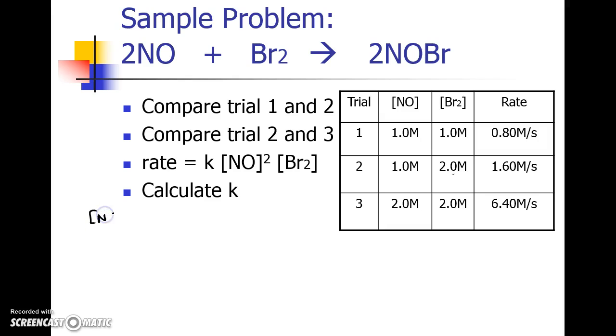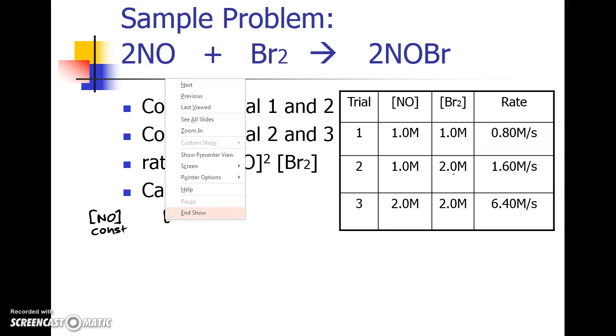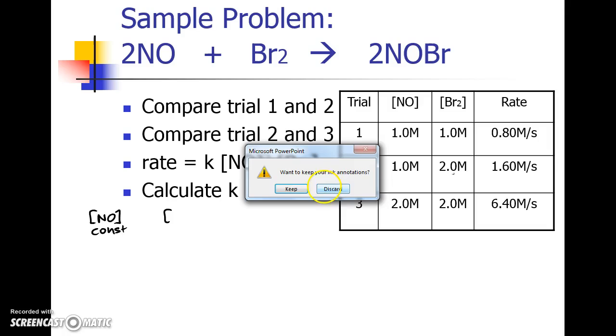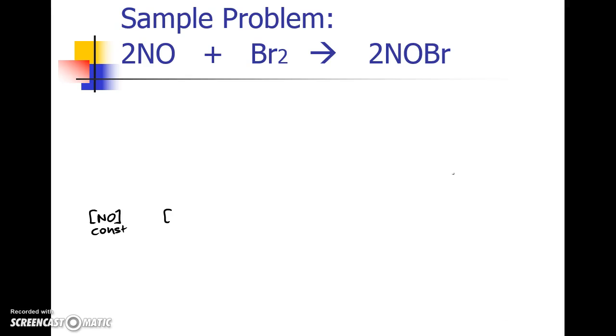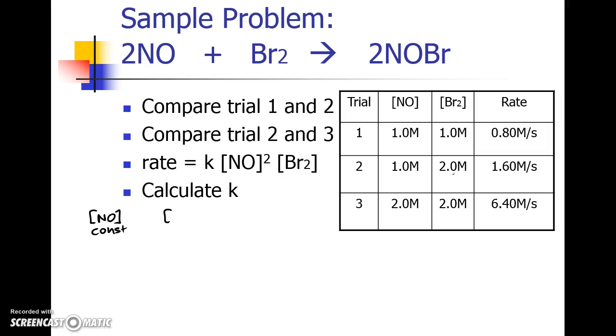So here I have NO, it's constant. I have Br2, which doubles. And if I look at my rate, it doubles. Just like we did before, 2 to the x equals 2, x equals 1. I am first order in Br2. That's the one I was checking out.